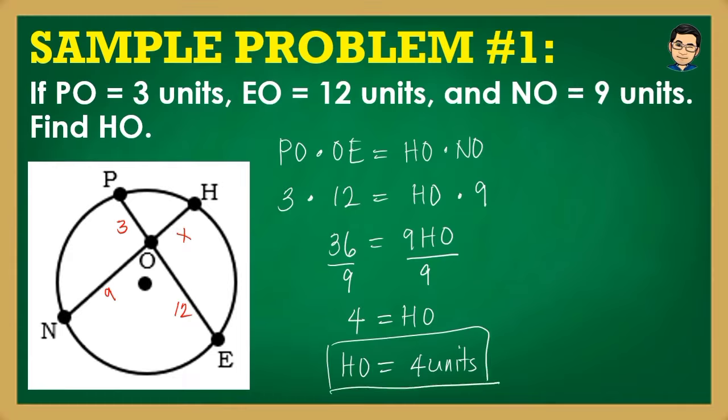Now, to check, 3 times 12 is equal to 4 times 9. So 3 times 12 is 36, and that is equal to 4 times 9, 36. So 36 is equal to 36. Ibig sabihin, HO is equal to 4 units.